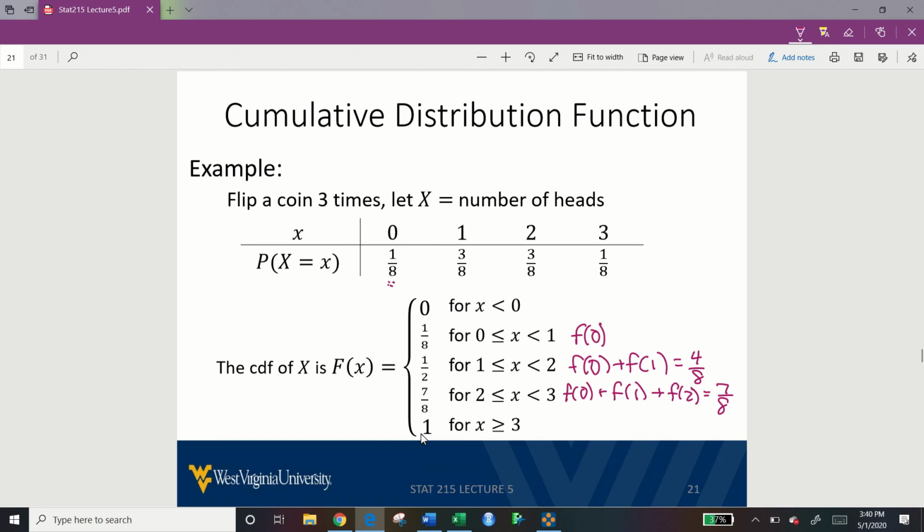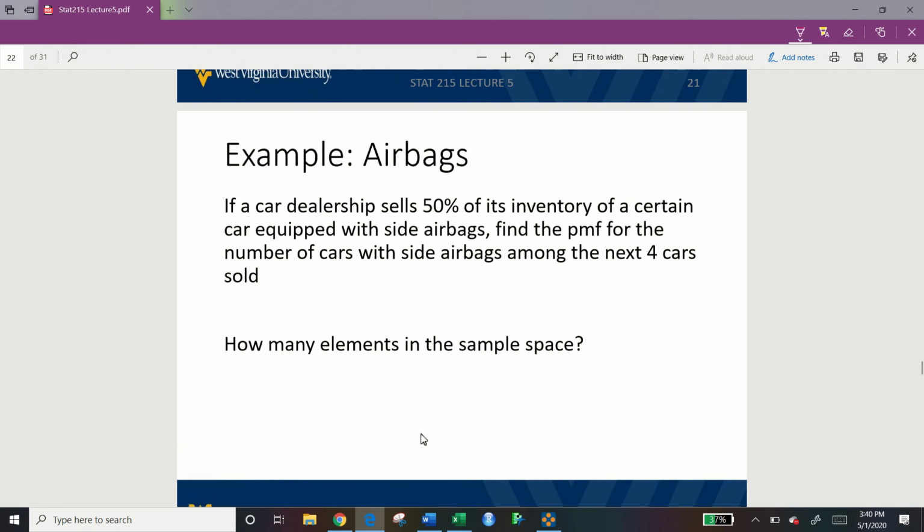In that case, we add up all of our probabilities, and if we have our sample space, we're adding all our probabilities, it should be equal to 1. Let's take a look at another example to try to make this a little clearer.